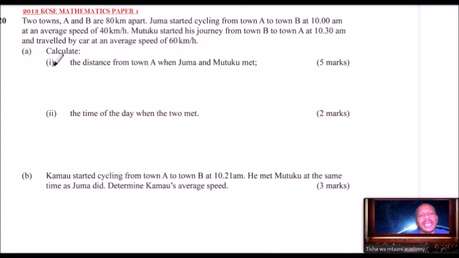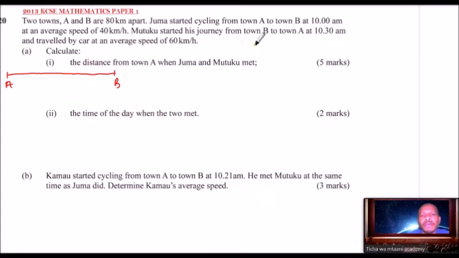Okay, so part A, Roman number 1: calculate the distance from town A when Juma and Mutuku met. You get 5 marks. Normally when I'm solving this kind of question, I like to make a sketch. So let's say this is the distance from A. This is our town A, and this is town B.